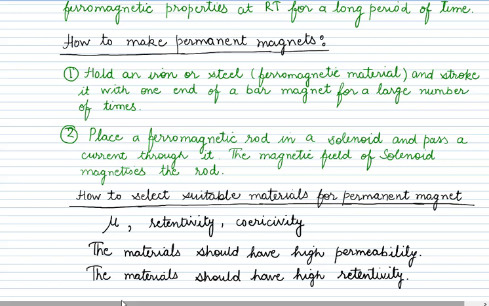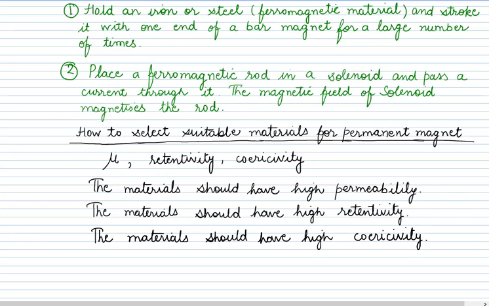And the materials should have high coercivity. In simple words, coercivity means how strong a negative magnetic field we have to apply if we want to remove the magnetization. That is known as coercivity. We will understand these two terms for ferromagnetic materials right after this.